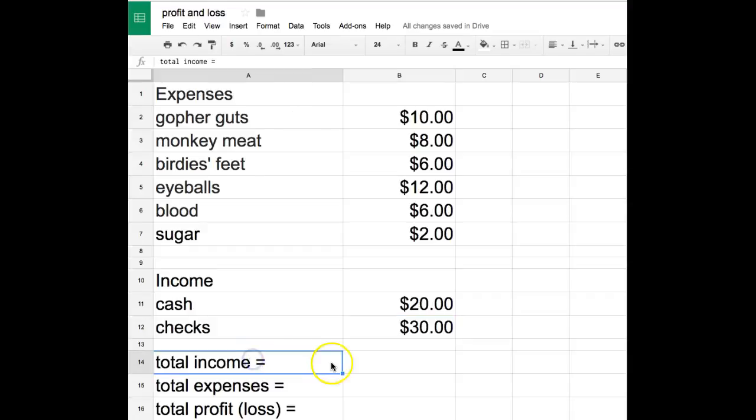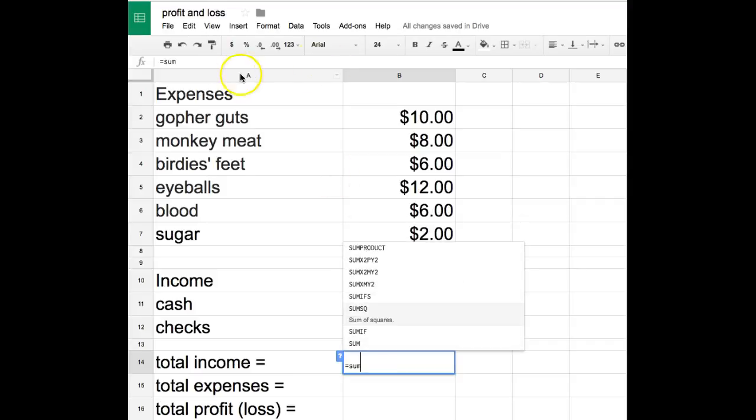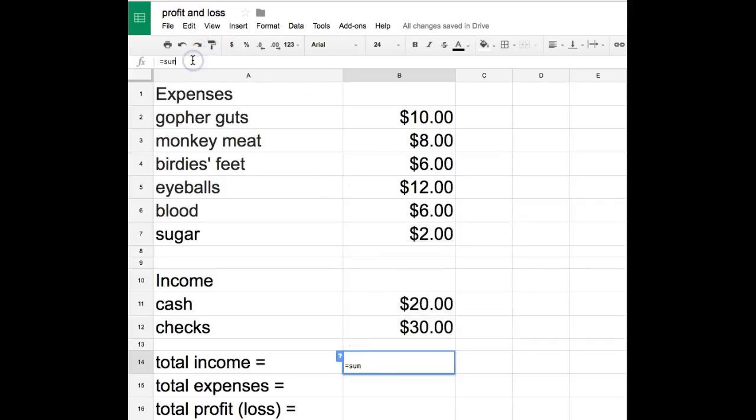So our total income is going to be a sum. So we make our sum, so equal our sum. And what do we want to add up? We want to add up in column B, gopher guts, monkey meat, etc. So we say sum from B2. Okay, so we have sum from B2 all the way down to B7. Say, okay, we spent $44 on ingredients.